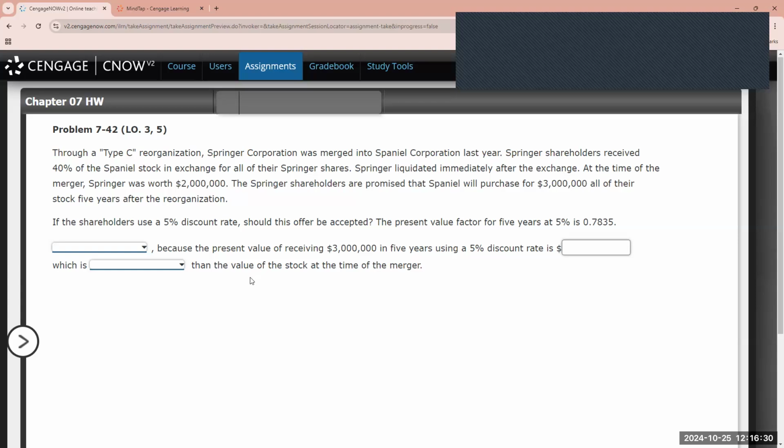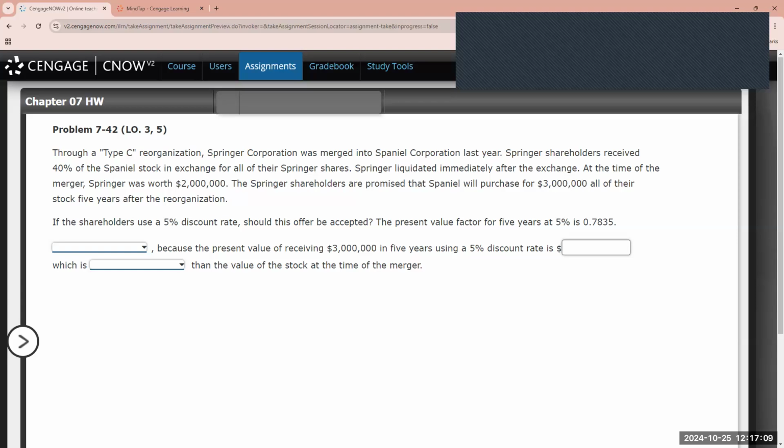The present value factor for 5 years at 5% is 0.7835. It states, through a special Type C reorganization, Springer Corporation was merged into Spaniel Corporation last year. Springer shareholders received 40% of the Spaniel stock in exchange for all of their Springer shares. Springer liquidated immediately after the exchange. At the time of the merger, Springer was worth $2 million. The Springer shareholders are promised that Spaniel will purchase $3 million of all their stock 5 years after the reorganization.